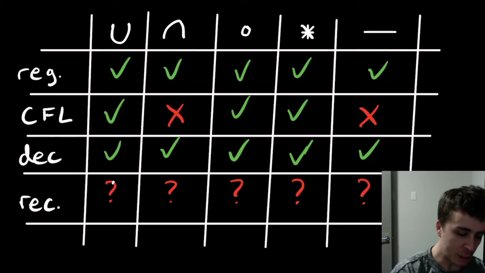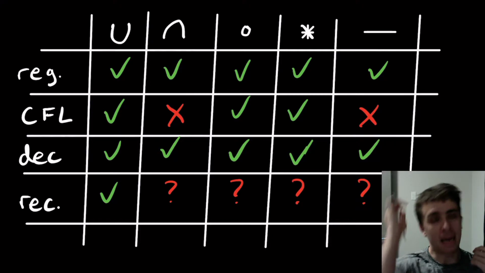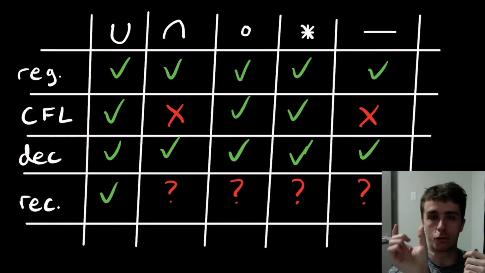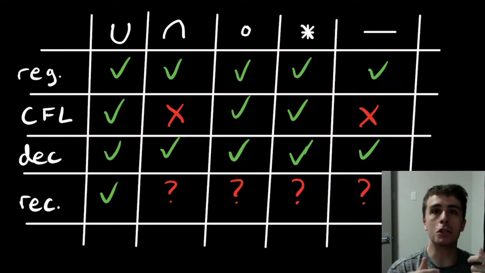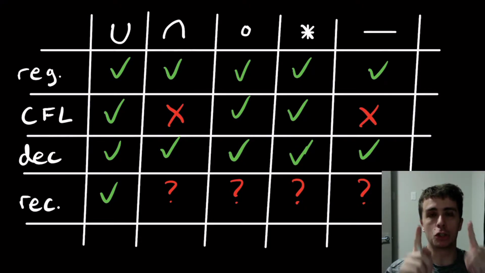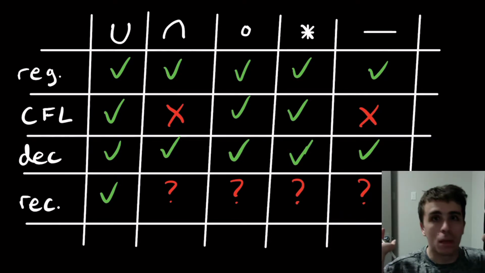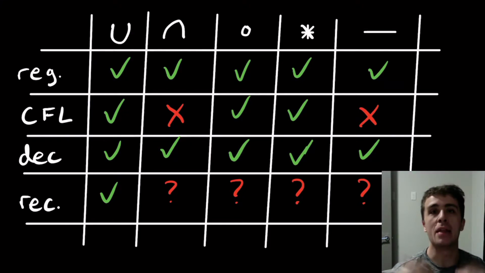For recognizable, it's a little harder, but the answer is actually yes for union. I can't just run the first recognizer on the string and then try the second one, because the first one might run forever. So you run each of the two machines for one step each, and if either one ever accepts, then we accept. If both of them run forever, it doesn't matter, because then the string is not in the union, and we are not required to do anything with it.